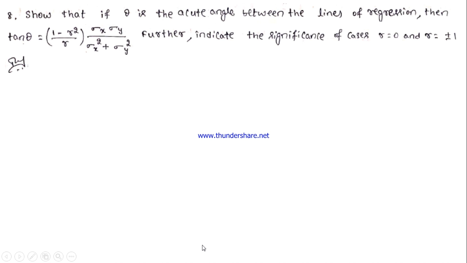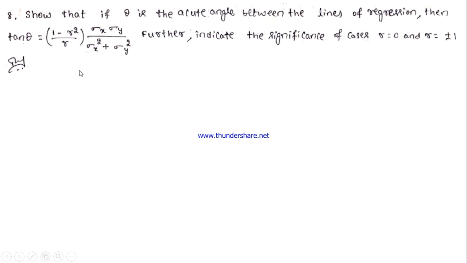Here we are talking about a different thing. We are supposed to show that if theta is the acute angle between the lines of regression, then tan theta is equal to (1 minus r square) divided by r, multiplied by sigma x into sigma y divided by (sigma x square plus sigma y square). Further, we need to identify the significance of the cases r equal to 0 and r equal to plus or minus 1.